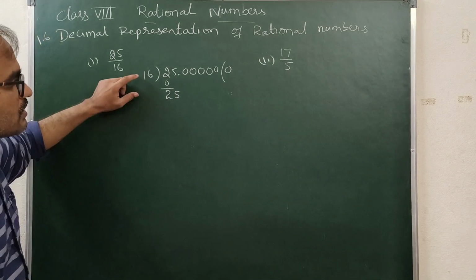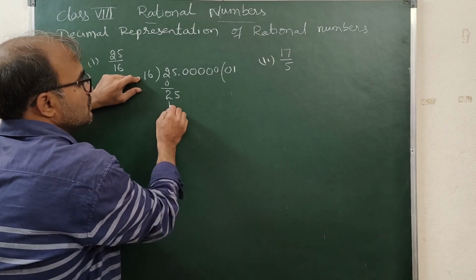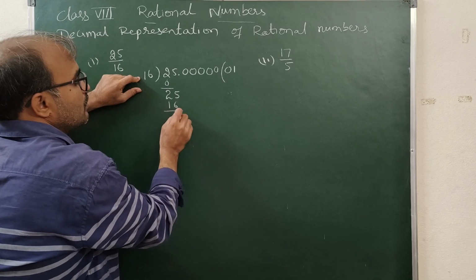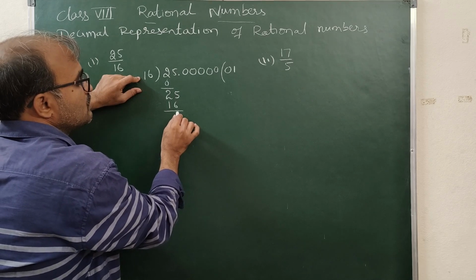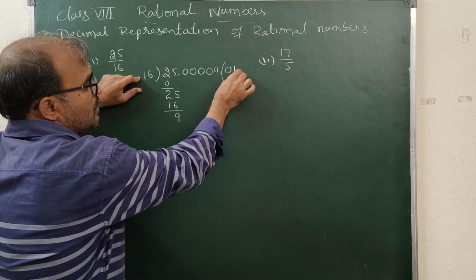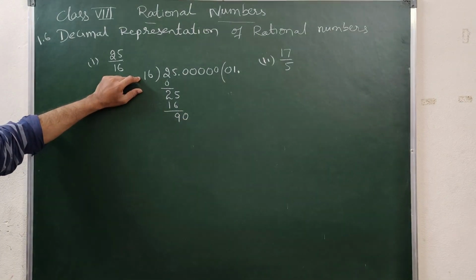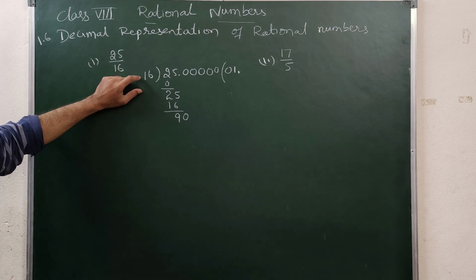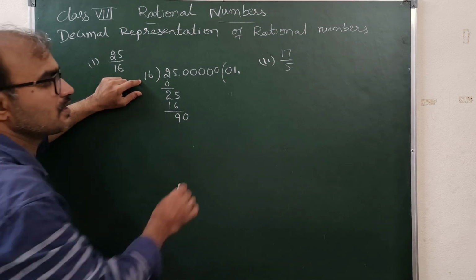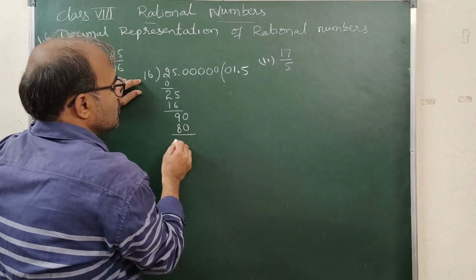You have to read the 16 table. 16 ones 16, 16 twos 32, no? So 16 ones 16. So 25 minus 16, it is 9. As you are crossing the decimal point, keep the decimal here. Write 0 here. Now read the 16 table again. 16 ones 16, 16 twos 32, 16 threes 48, 16 fours 64, 16 fives 80. Right? 16 fives 80.